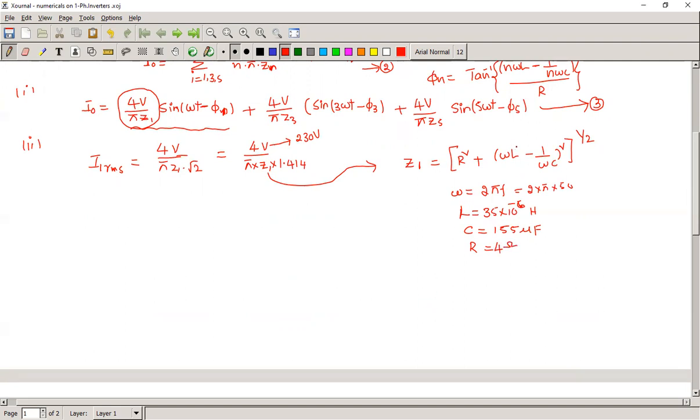So now we can find out this value omega. 1 by omega C also we can find out, because omega equals 2 pi f. You substitute all the values and the R value and you get the value of Z1. That value is substituted here. So finally you get the RMS value for the fundamental component. So in this manner you have to work it out.